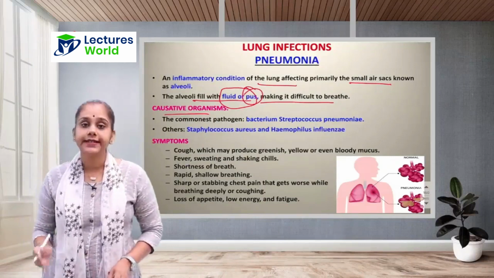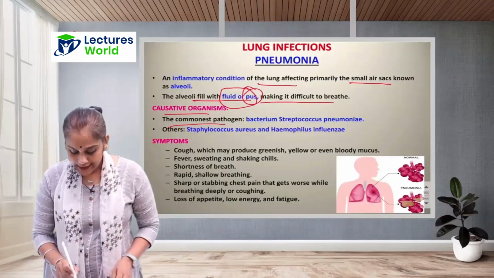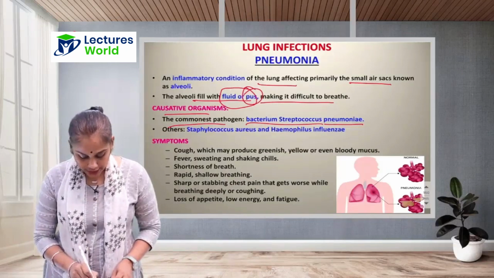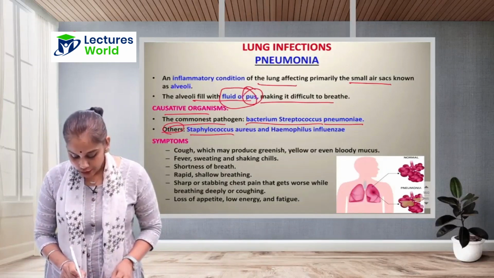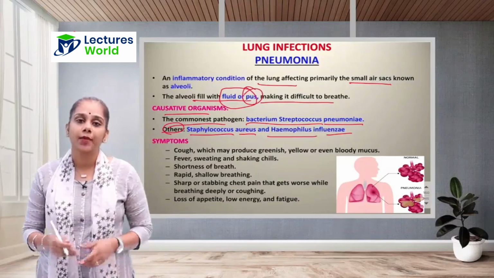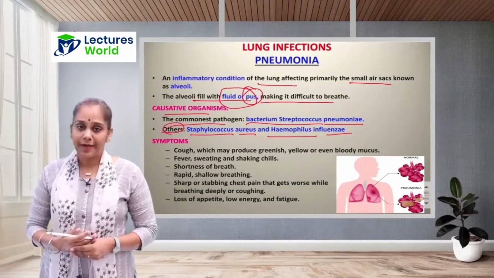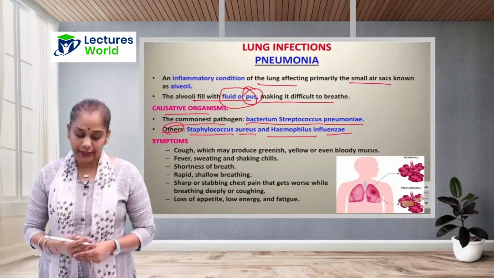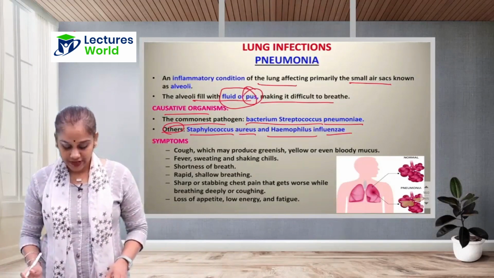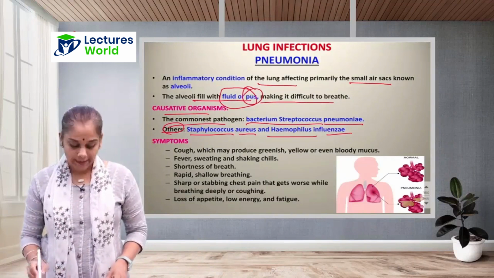Which are the causative organisms of pneumonia? The commonest pathogen is the bacterium Streptococcus pneumoniae; others include Staphylococcus aureus and Haemophilus influenzae. These are the common pathogens that cause pneumonia. Most commonly it is a bacterial infection, with Streptococcus pneumoniae.